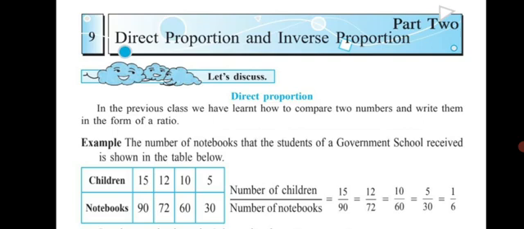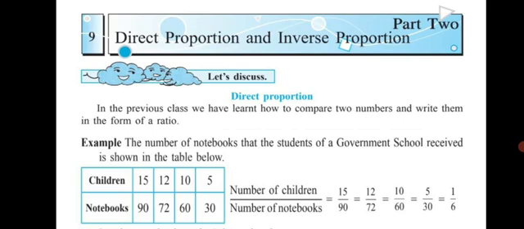In the previous class, we have learnt how to compare two numbers and write them in the form of a ratio. For example, the number of notebooks that the students of a government school received is shown in the table below. 15 children received 90 notebooks, 12 children 72 notebooks, 10 children 60 notebooks, and 5 children 30 notebooks.